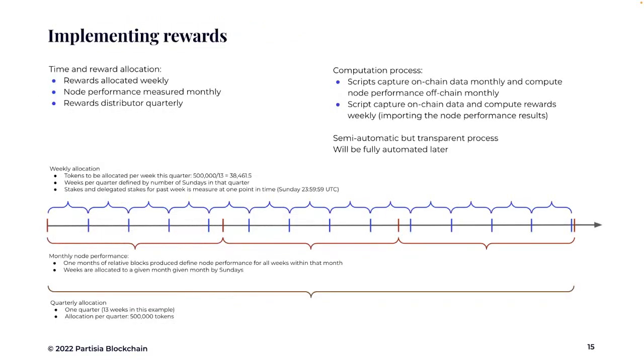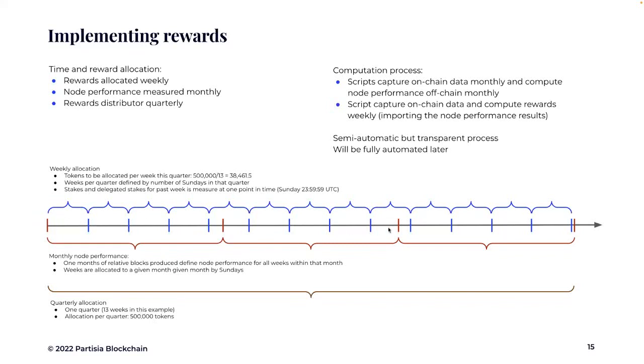All right, so now I'll talk about how we are implementing the rewards. There's some time involved in this. The rewards are allocated every week. The node performance is measured monthly. The rewards are distributed quarterly. So you can start the other way around, at the bottom here. We allocate in this quarter 500,000 tokens. There are 13 weeks in this quarter. That's not in all quarters.